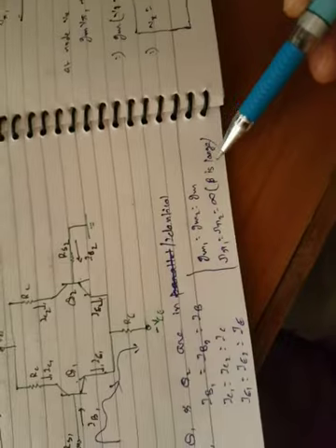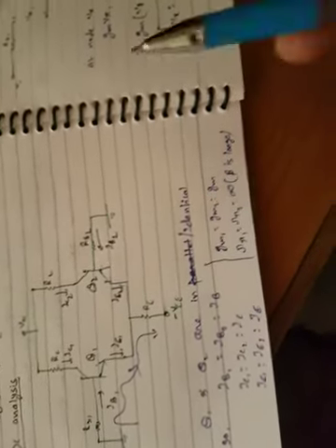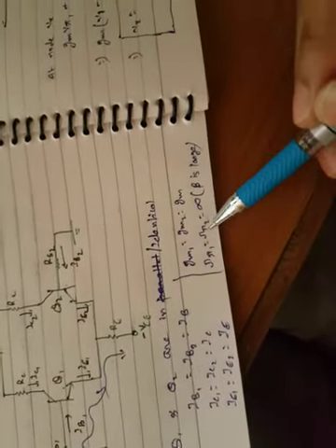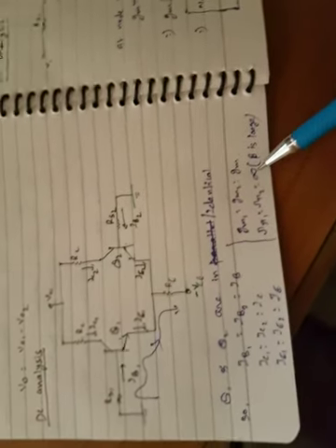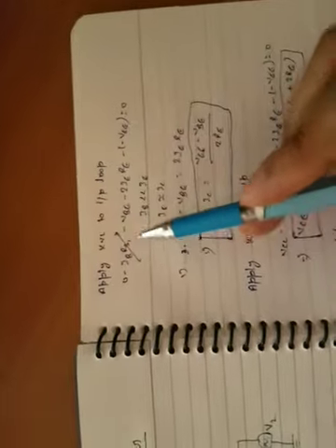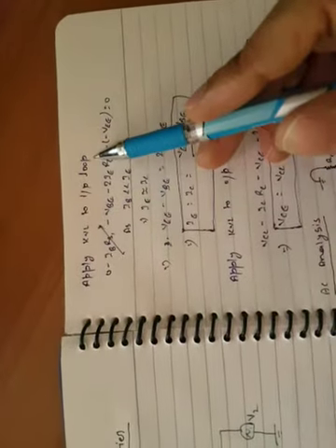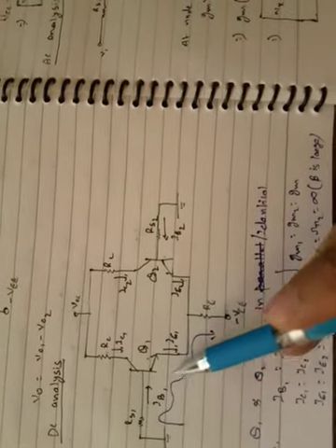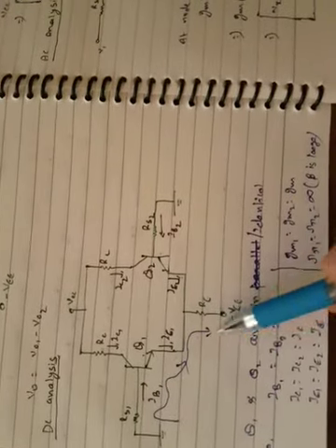We assume that beta is large, so r pi 1 equals r pi 2 equals infinite. Now apply KVL to the input loop. This is the loop for the input.